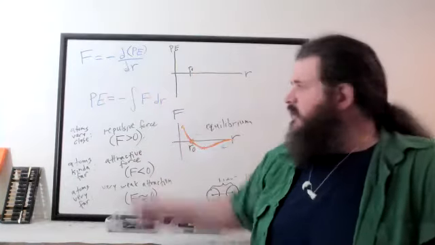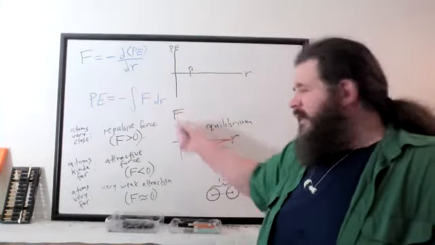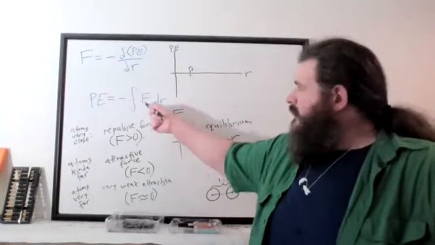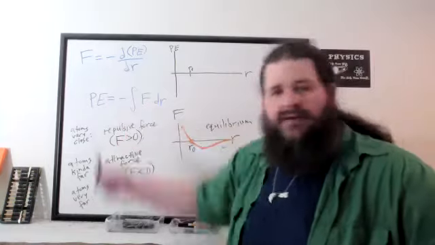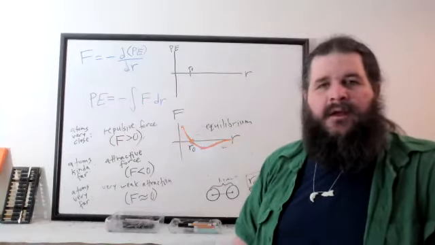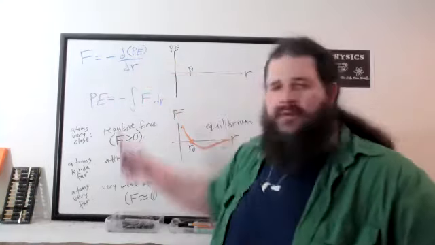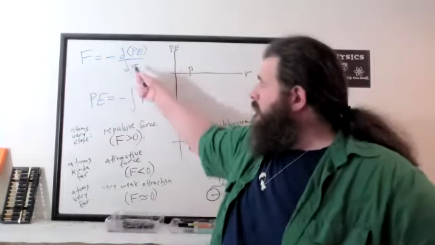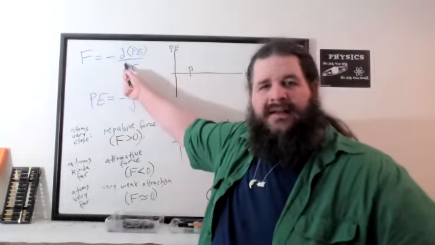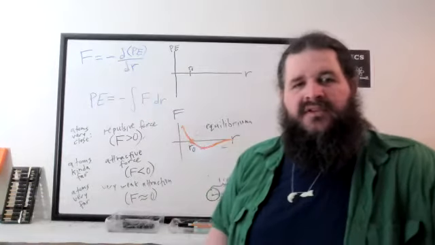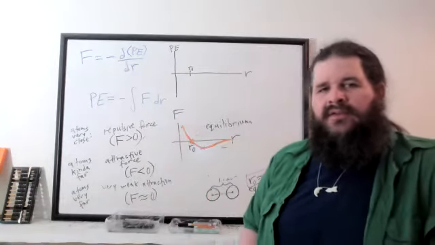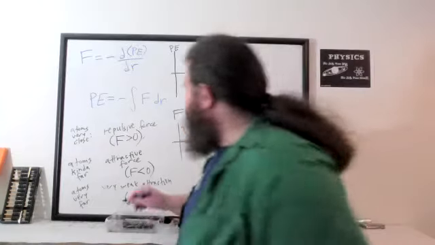So if you know some sort of formula for force, or like in this case, we have a graph of force, if you had that function, you could integrate it and then apply a negative sign, and you get a formula for potential energy. Or alternatively, if you have a formula for potential energy, you could take the derivative with respect to distance, apply a negative sign, and that tells you the force. So this is how these are related. This is very closely tied to the idea of work that we've been looking at.